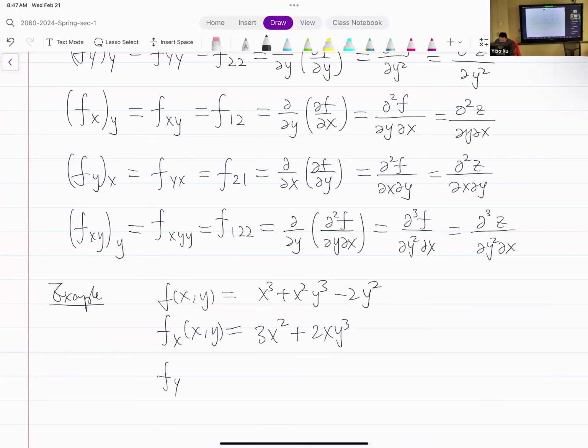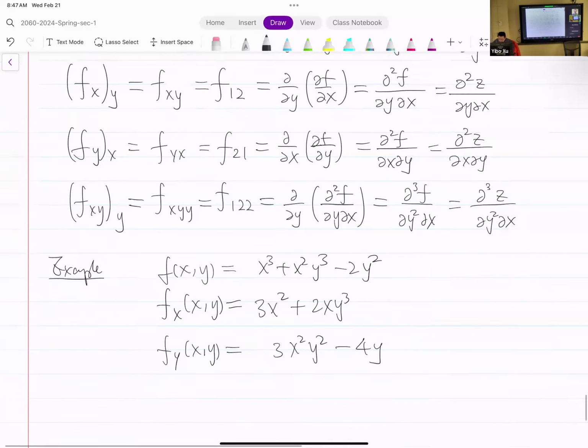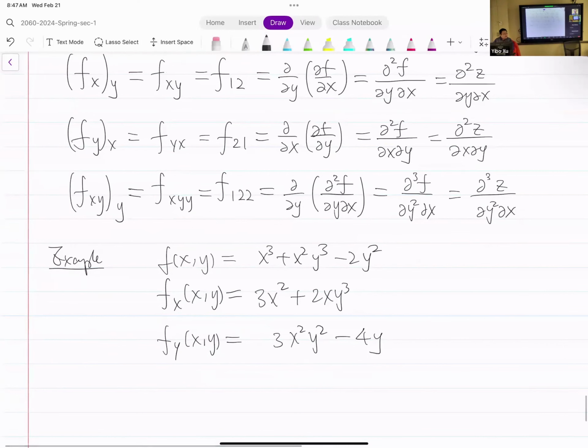Okay? Now f sub y is going to be similar. So x to the 3 does not change, it will give you nothing. y to the 3 gives you 3y squared. And here I'm keeping x squared as a constant multiplying the front, minus 4y. Okay. And now let's look at, so far, any questions? So that should be good, right? Partials.